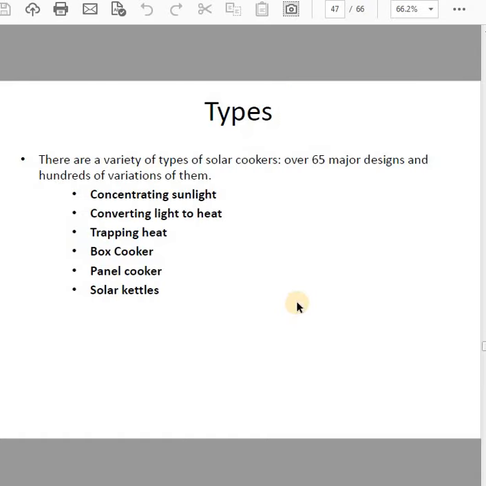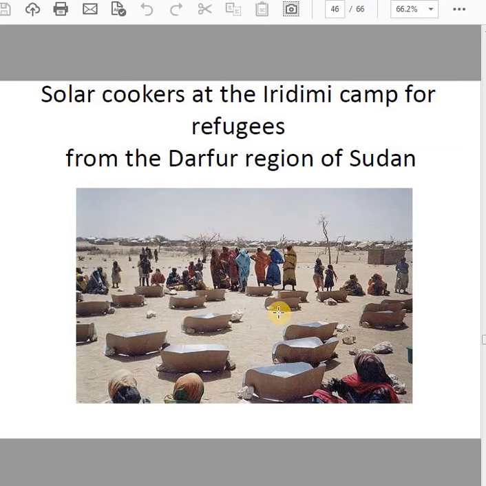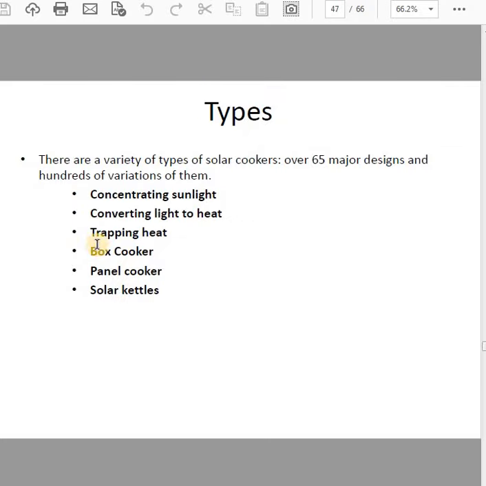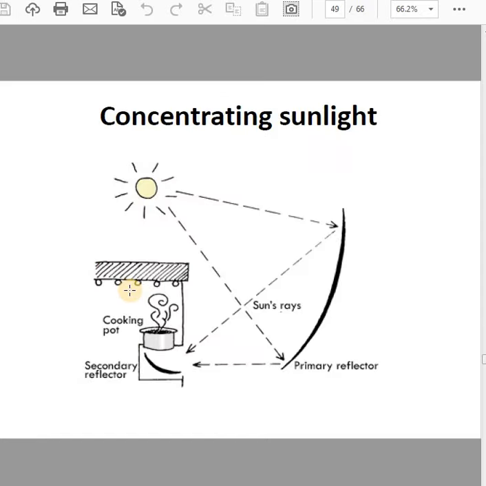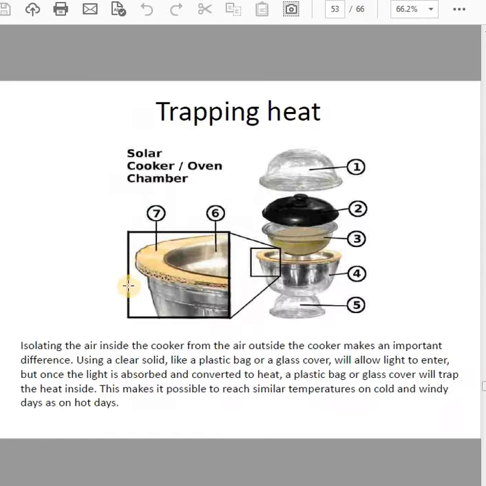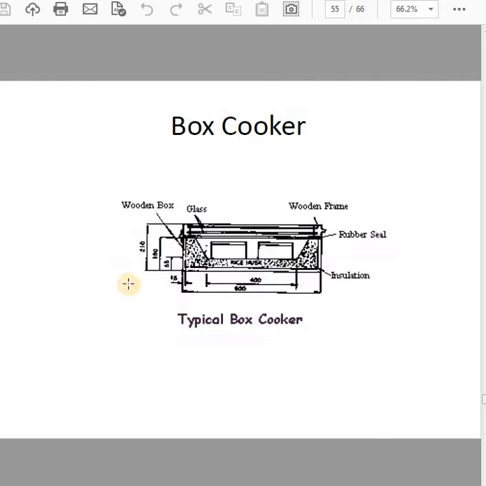You have types of solar cookers being used. These are concentrating type, concentrating light heat, converting light to heat, trapping heat, box cookers, panel cookers, and solar kettles. These are not usually asked in this question, but these are the types of solar heating.